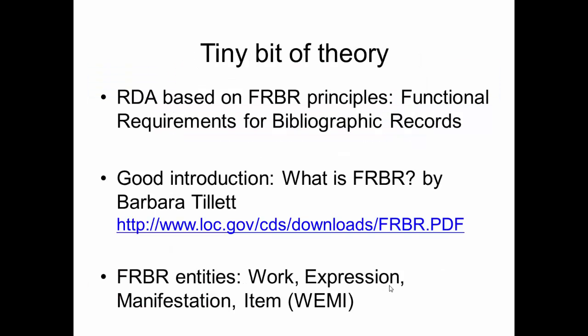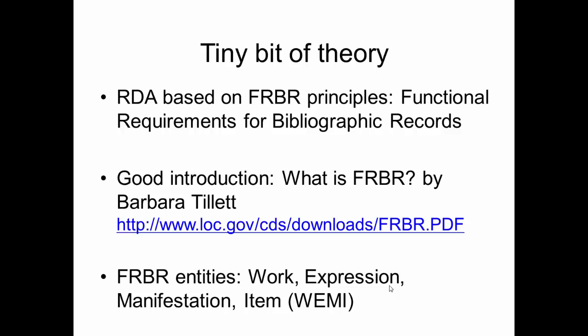In AACR2, the bibliographic world was divided into formats. You looked at one chapter if you were cataloging books, and a different chapter if you were cataloging video recordings. But it was difficult to determine how to catalog something that crossed formats, like electronic streaming video, or a serial where all the issues are on DVDs instead of paper. Then you had to struggle to find and apply the pertinent rules from multiple chapters.